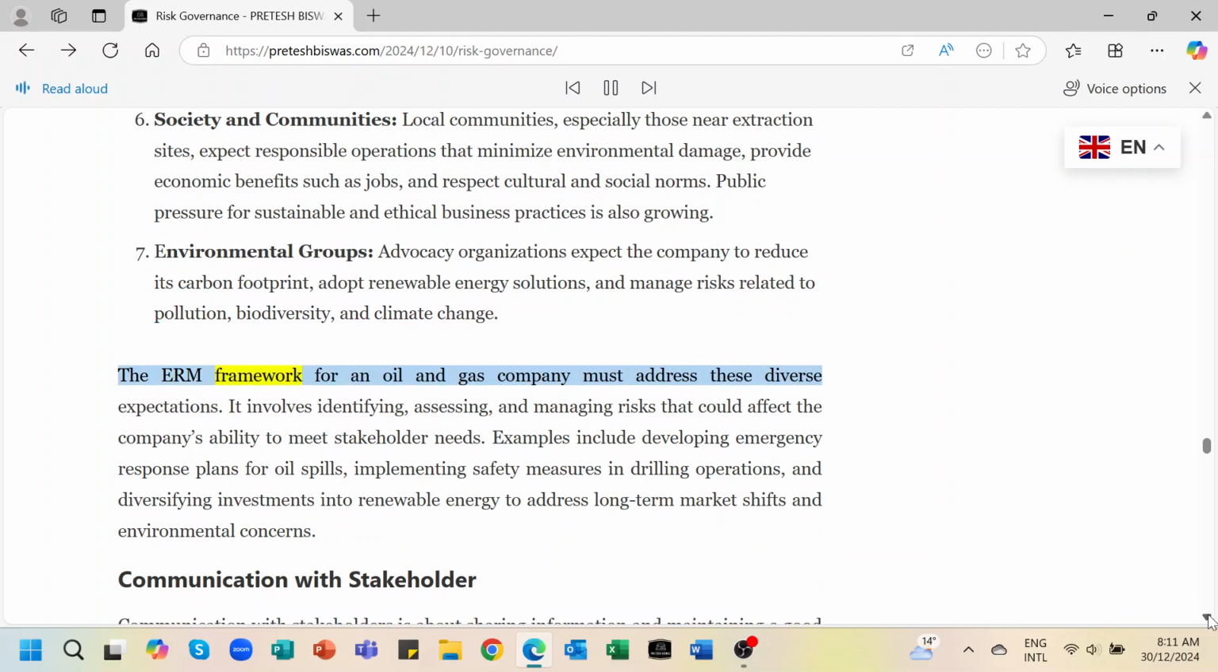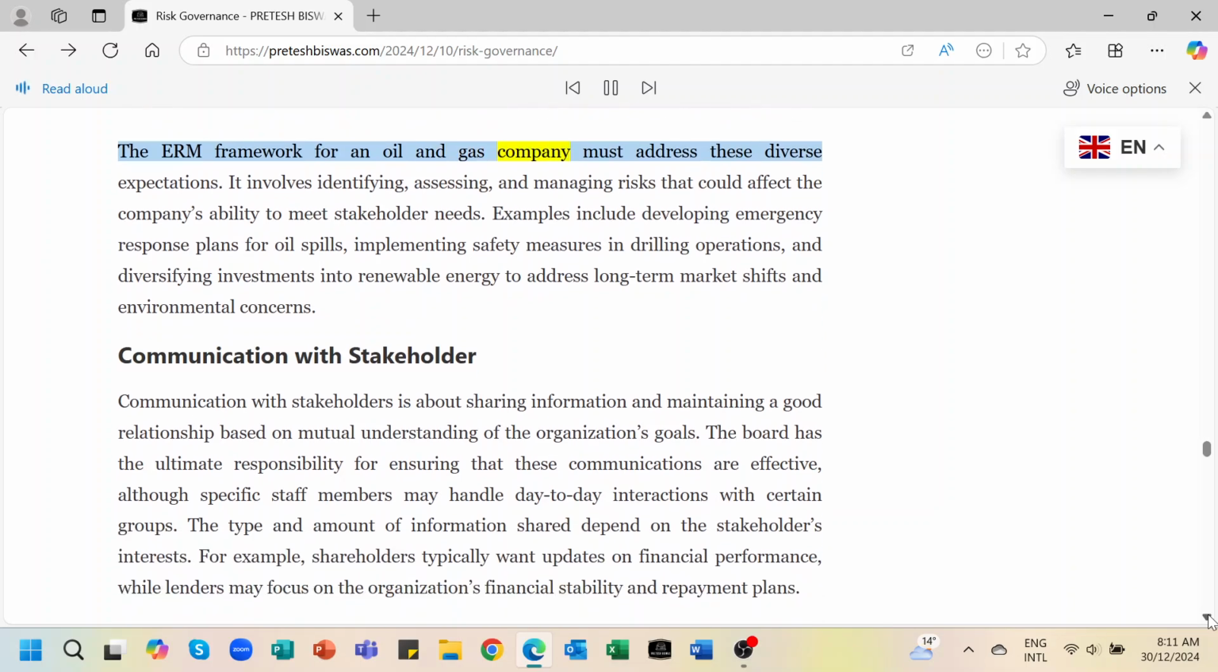The ERM framework for an oil and gas company must address these diverse expectations. It involves identifying, assessing, and managing risks that could affect the company's ability to meet stakeholder needs. Examples include developing emergency response plans for oil spills, implementing safety measures in drilling operations, and diversifying investments into renewable energy to address long-term market shifts and environmental concerns.